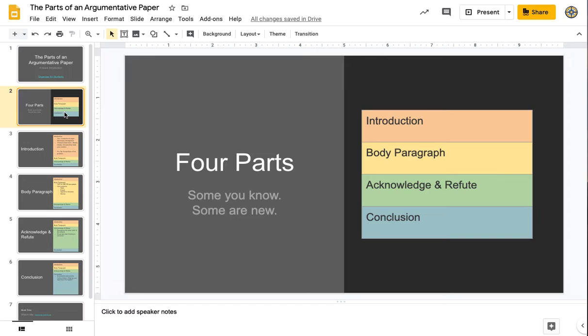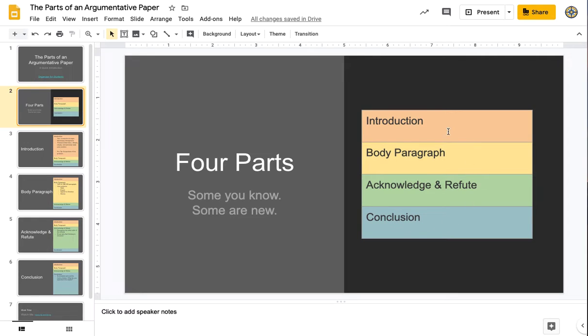So 4 parts, some of them you know, some of them are new. So for instance, you know what an introduction is, and all argumentative pieces of writing have introductions. You probably know what a body paragraph is. One new part we'll talk about is the acknowledge and refute paragraph, and then we'll talk about the conclusion and how the conclusion and the introduction are a little bit different in argumentative and persuasive writing.